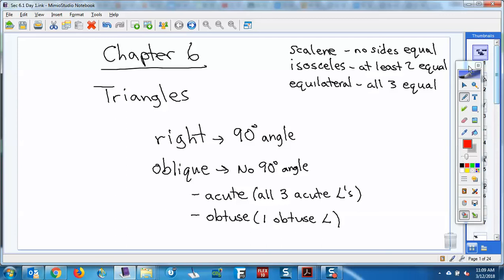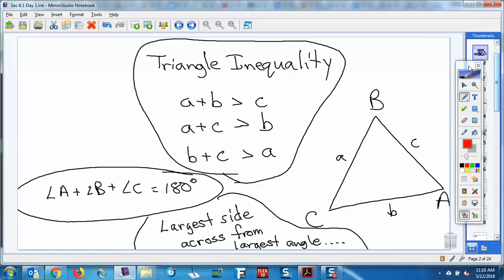Okay, and then by angles, if you have a 90-degree angle, that's a right triangle. If you have no 90-degree angle, and of course you can only have one because all the angles add up to 180, right? The 3 angles in a triangle, so you can only have one 90-degree angle in the triangle. If there is no 90-degree angle, it's called an oblique triangle. And an oblique triangle can either be acute, which means all 3 of the angles are acute, which means less than 90, or it has one obtuse and the other 2 are acute. Okay, so just some triangle basics there.